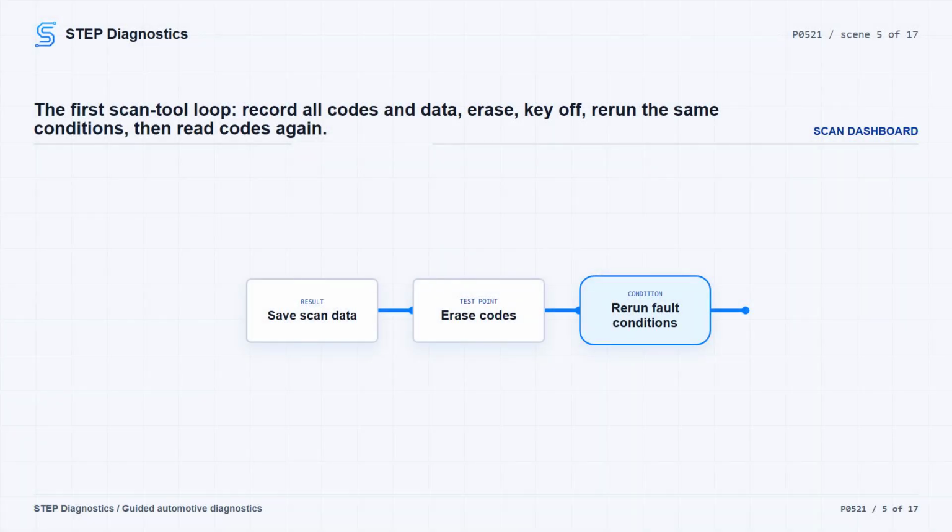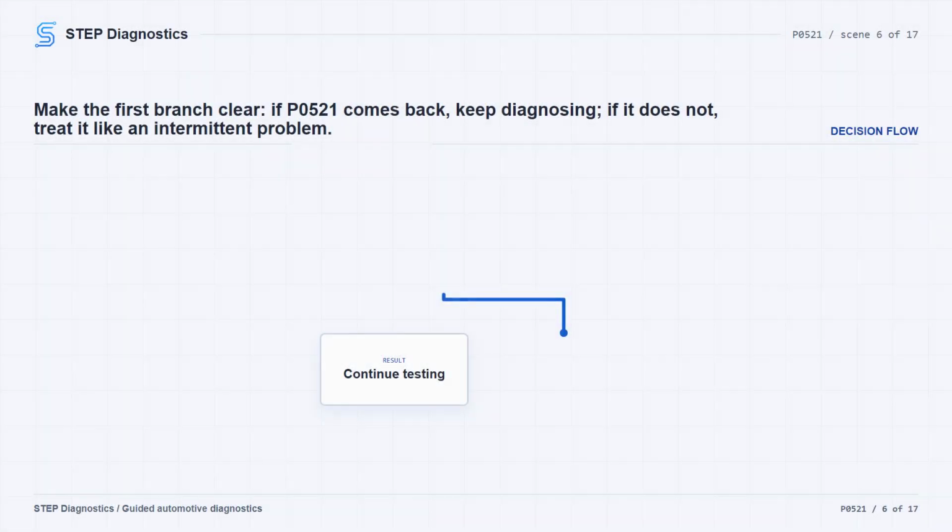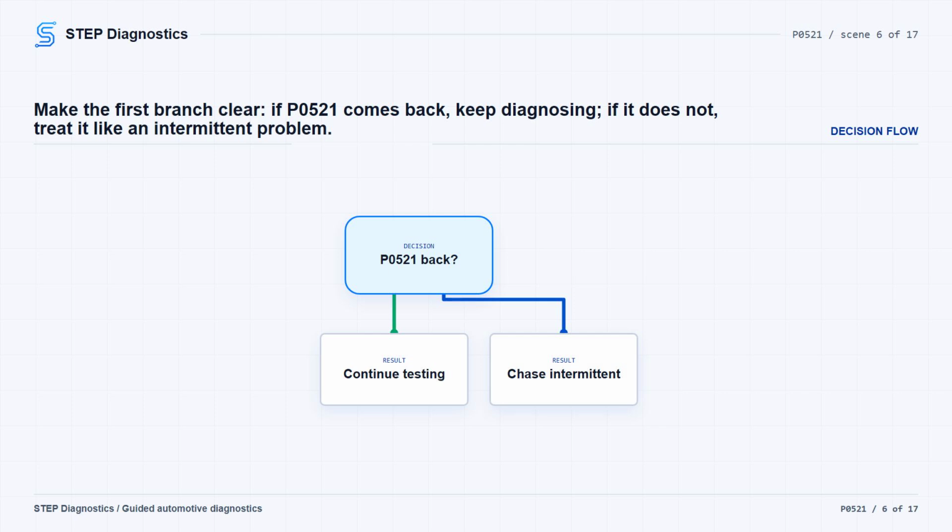First, read DTCs in all modules and record the data. Save the scan information and the related recorded data, then erase the codes. Turn the ignition off for a minimum of 10.0 seconds, turn it back on and operate the vehicle under the same kind of conditions that set the code. Then read codes again. If P0521 returns, continue with the diagnostic path. If it does not return, handle it as an intermittent condition, instead of forcing a hard fault diagnosis.